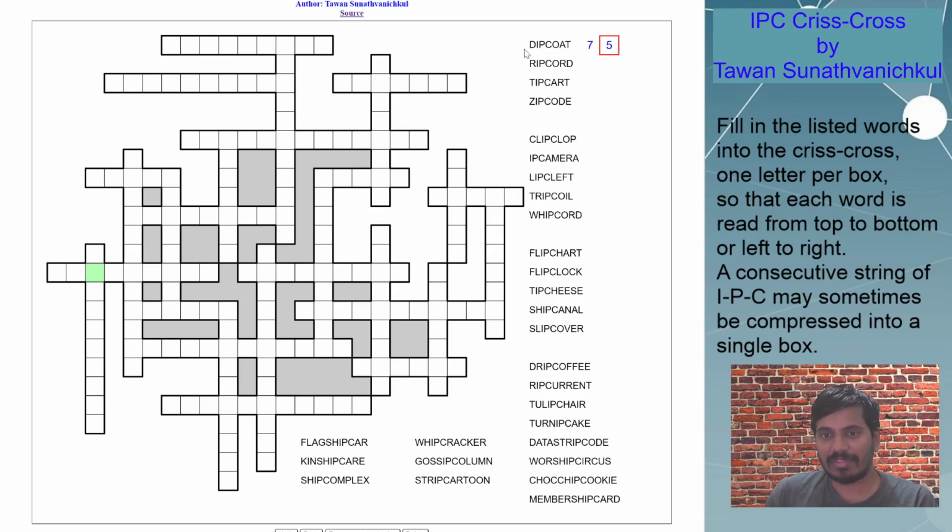5 size. And how that can be, for example, I'll just show here. So it can be D, IPC compressed, OAT, just an example. So you can see now it becomes a 5-letter word. So you can notice that whenever you have one string of IPC, it compresses the actual size of the word by 2. So with that, you can quickly write down the possible sizes of each word based on how many times the string IPC occurs in that word. So this one is again 7, 5, 7, 5, and so on.